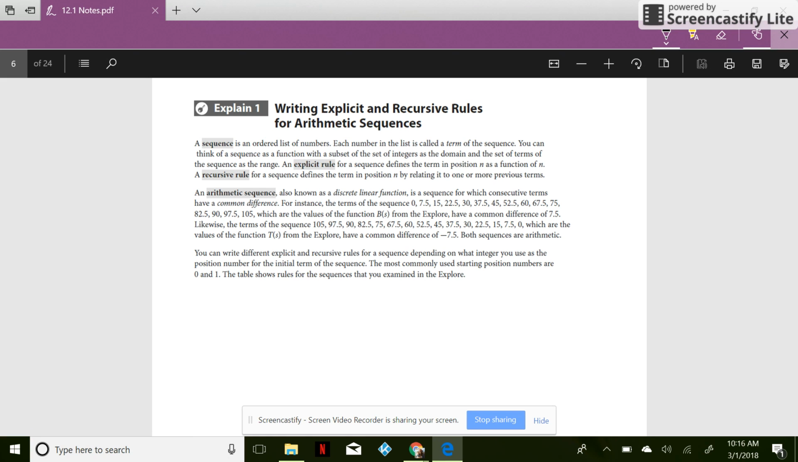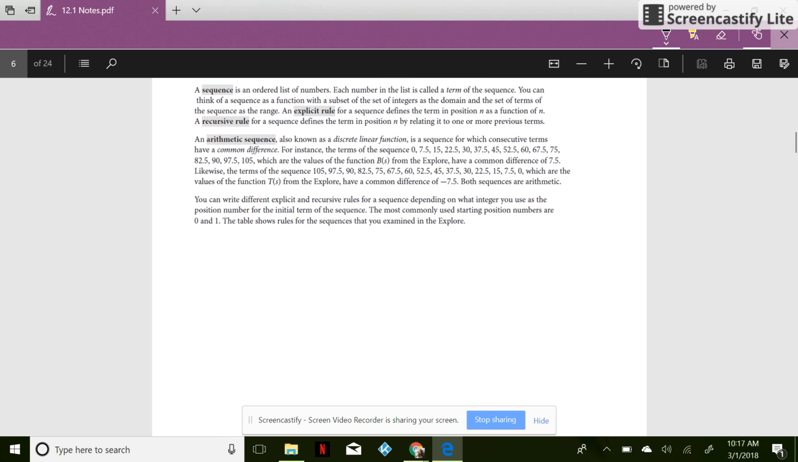An explicit rule for a sequence defines the term in position n as a function of n, and then a recursive rule for a sequence defines the term in position n by relating it to one or more of the previous terms. So the explicit, you write position n as a function. So it's if you're finding an individual position, whereas a recursive is a little different. You're finding the position based on your other positions. So what we're going to use these for, the explicit, is if we want to find specifically what's happening at one position, whereas a recursive, we'd want to see what's happening at all of the positions.